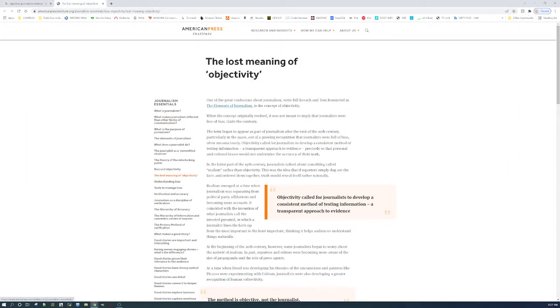So rather than saying objectivity does not have biases or objectivity means facts, we have a deeper understanding with a more realist approach, especially held within journalism. And especially if you are the affirmative, then you limit the debate in the sense of showing that journalists can still incorporate biases, although they have to have supporting evidence. So for instance, as the American Press Institute says, objectivity calls for journalists to develop a consistent method of testing information or a transparent approach to evidence.